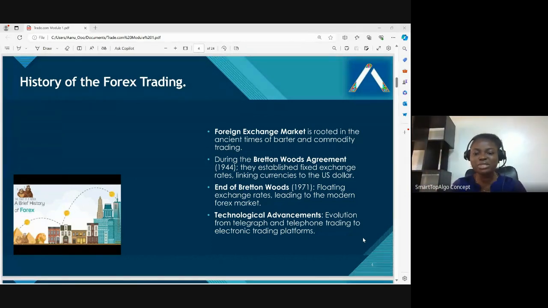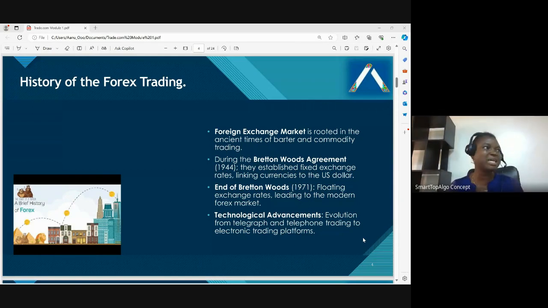Now, when they put an end to the Bretton Woods, another law came in 1971, which is the floating exchange rate. Now, the floating exchange rate, what does this mean? It brought about the modern foreign exchange. With this new law, they said, okay, instead of every currency first exchanging to US dollar, let every currency be able to meet at one point in which they can put an exchange rate over every currency.